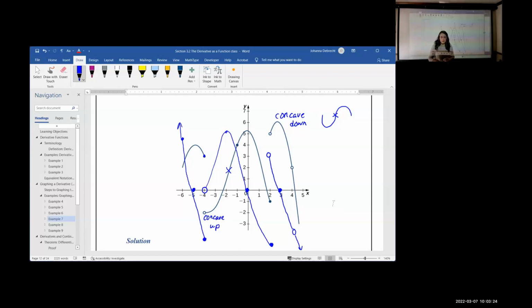Questions on any piece of that? You guys look a little unsure. One of the things you were saying was the minimums and maximums on the derivative's graph will be 0 for the y values. Is that what you said? No, they're inflection points. The x's. The x's become mins and maxes on the derivative.